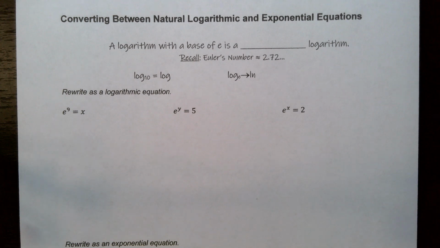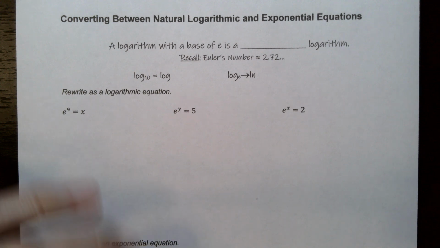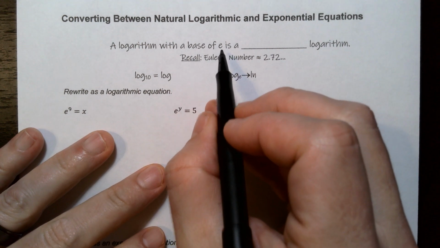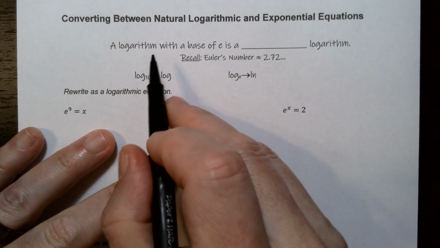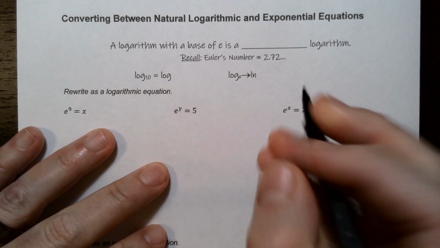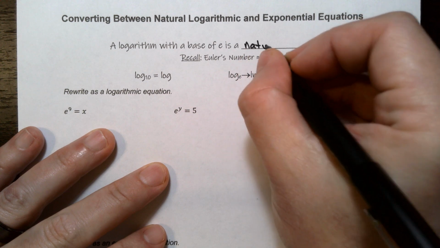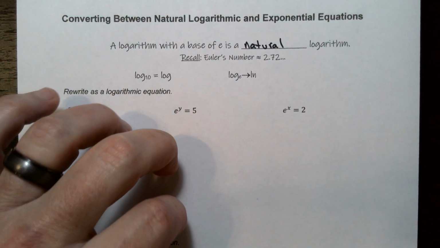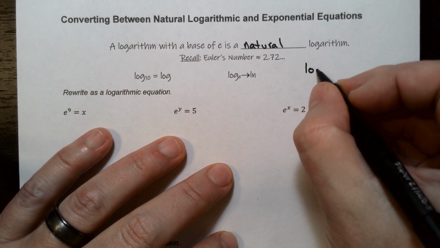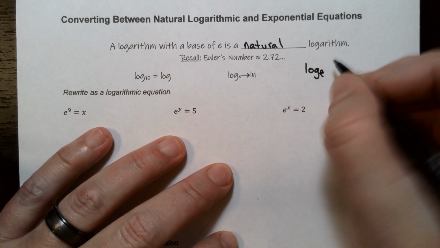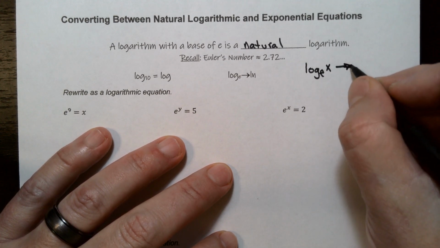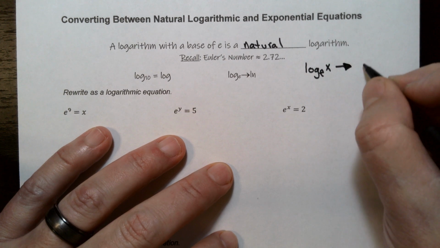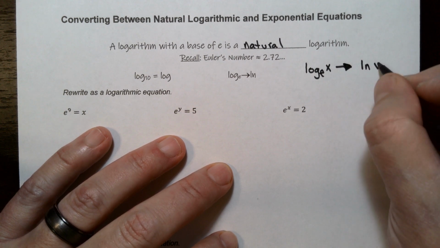In this video, we will be converting between natural logarithmic functions and exponential functions. A logarithm with a base of e, Euler's number, 2.72, which goes on forever, is an irrational number. A log with a base e is what we call a natural logarithm. So if you see log base e of, let's say, x, that can be written as ln of x.